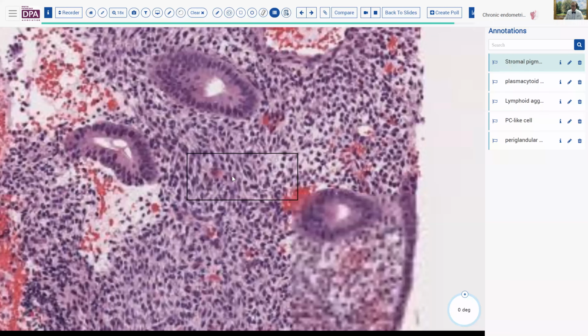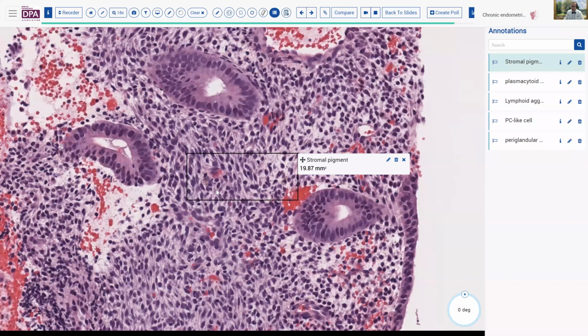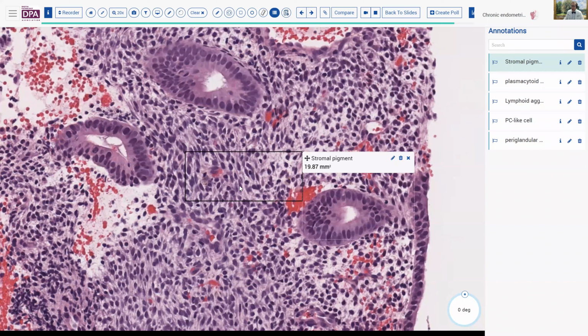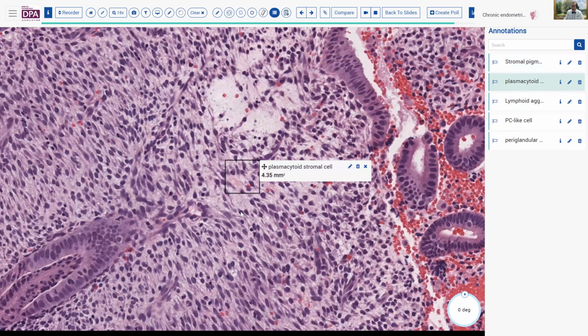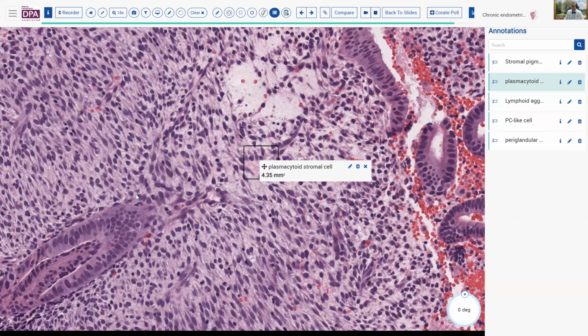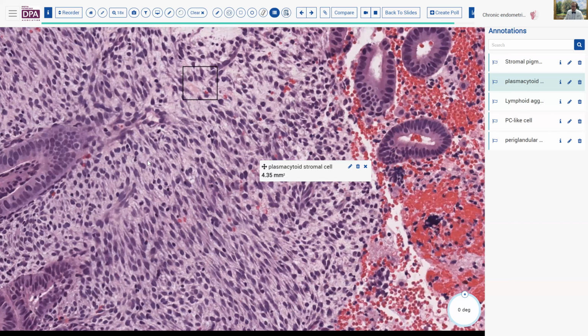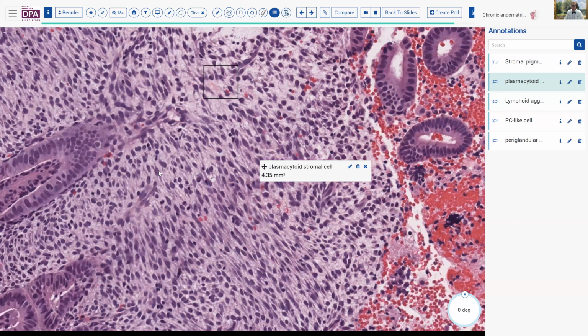So I'm going to just jump to one of the other features that I find useful at times, which is identifying stromal pigmentation, which you can see here in several of the macrophages. And that's sometimes an indication that there's been an altered cycle. In the stroma, we may find some sort of plasmacytoid cells, and distinguishing endometrial stromal cells from true plasma cells is sometimes quite difficult. And I've made that a little bit more so with a limit on the magnification here in this sample of being only 20x.